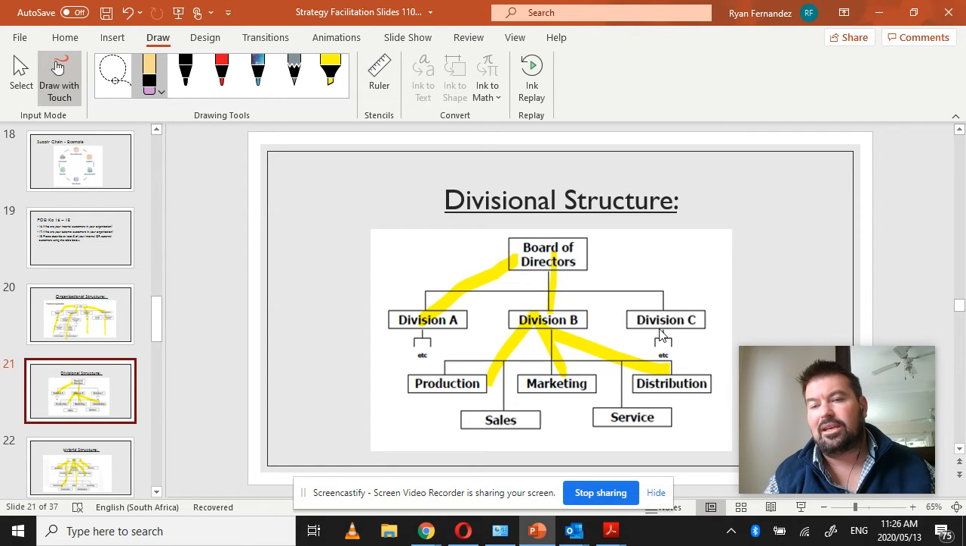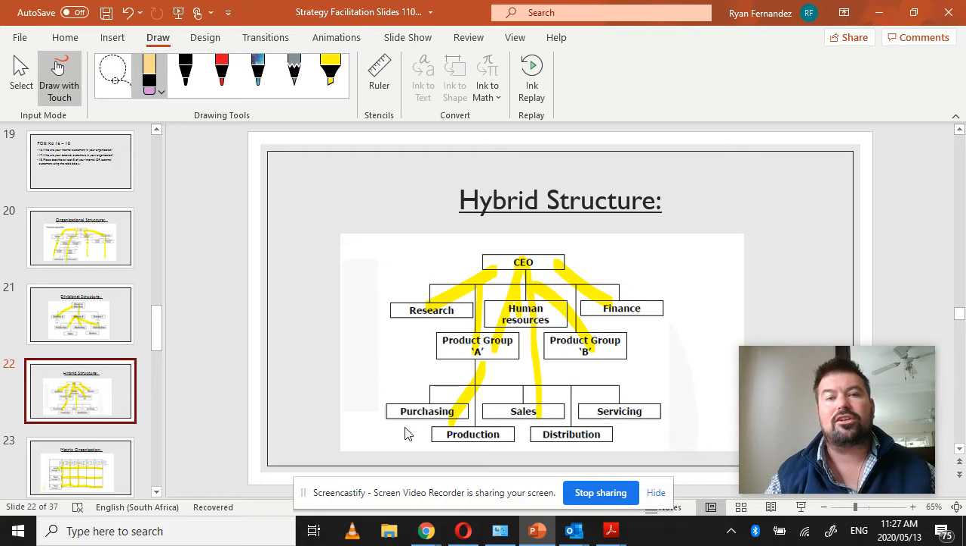This could also be different products. So let's say you make bread, you make flour, and you make frozen goods. So there could be different product divisions, and reporting into the different product divisions is different functions. So that's divisional structure.